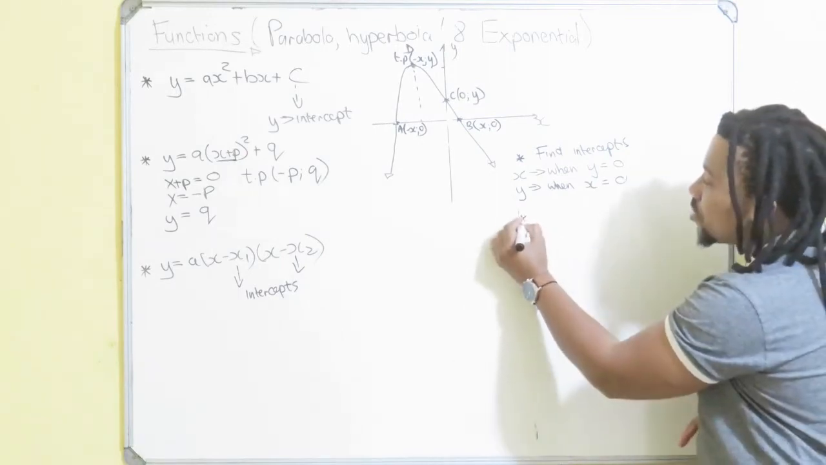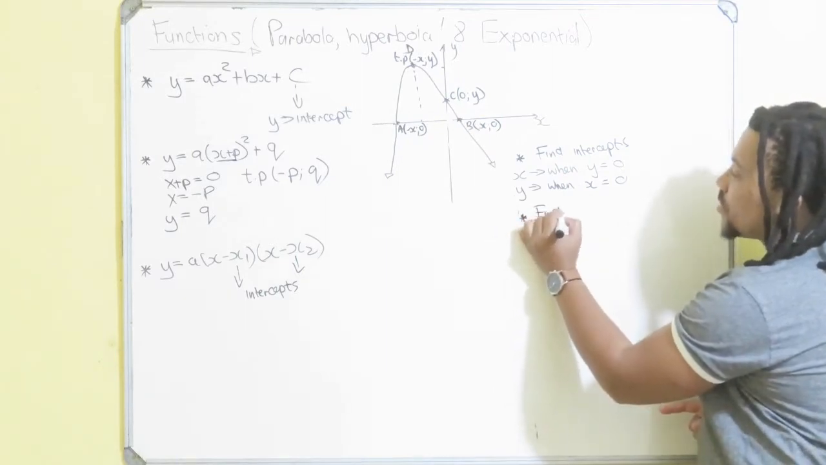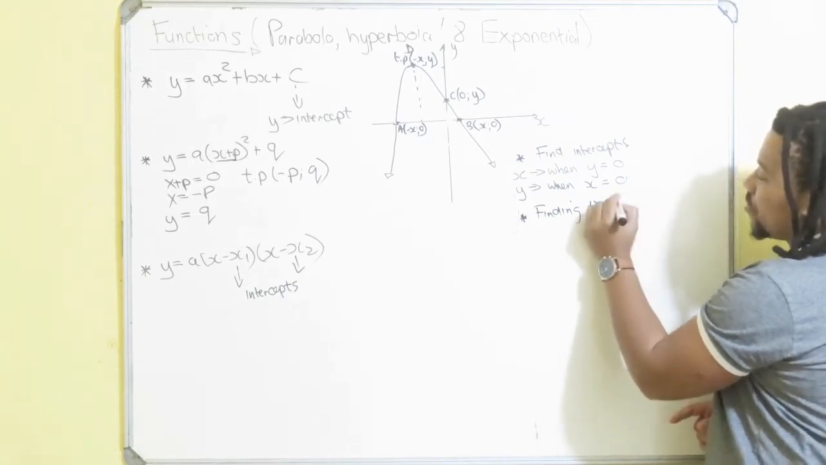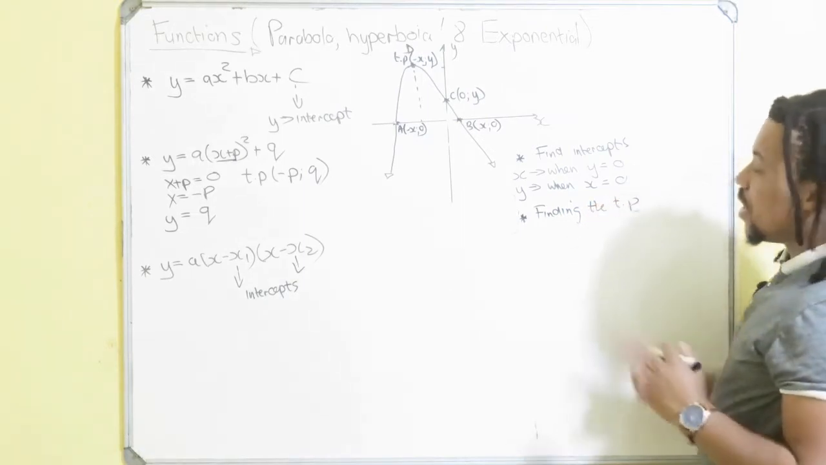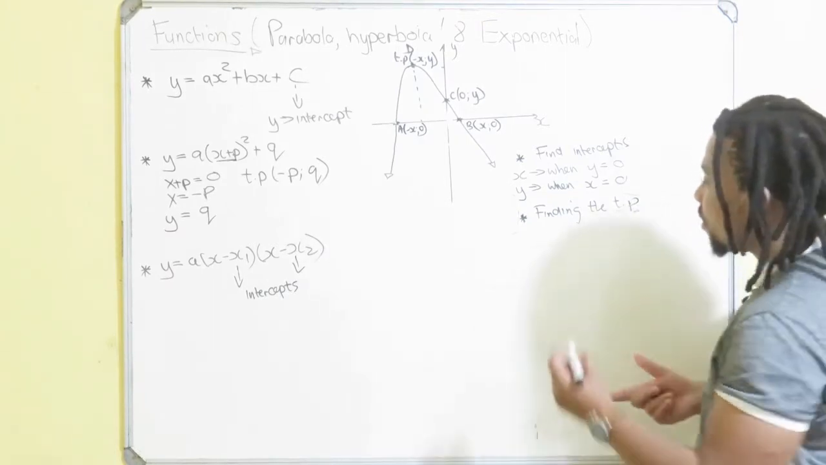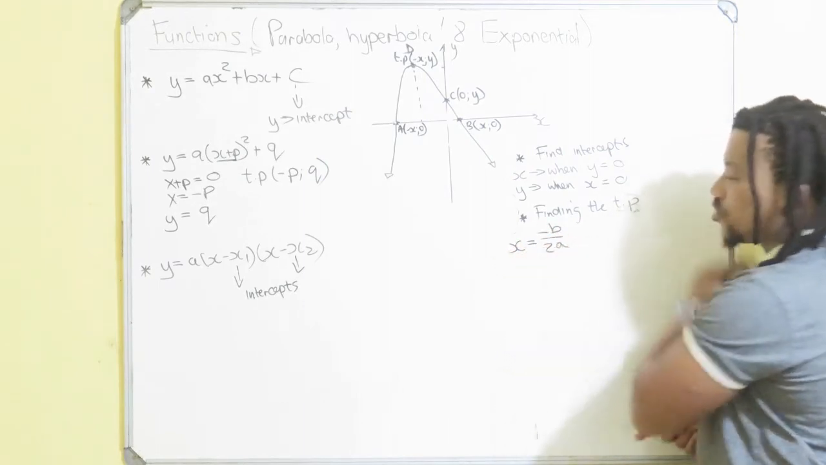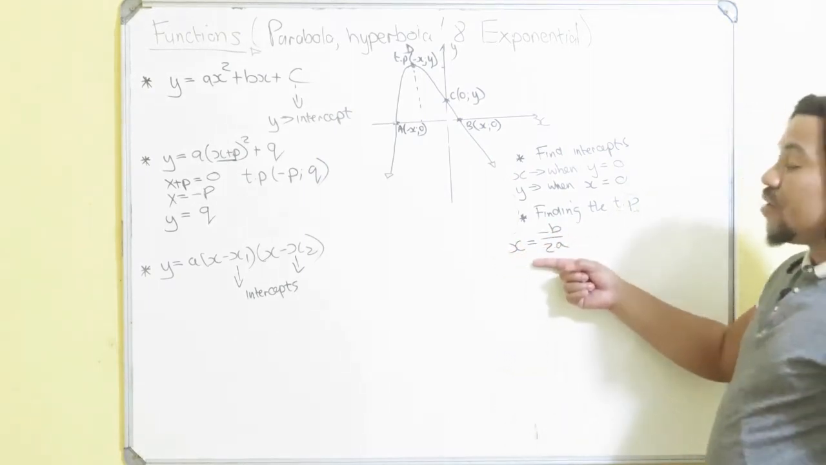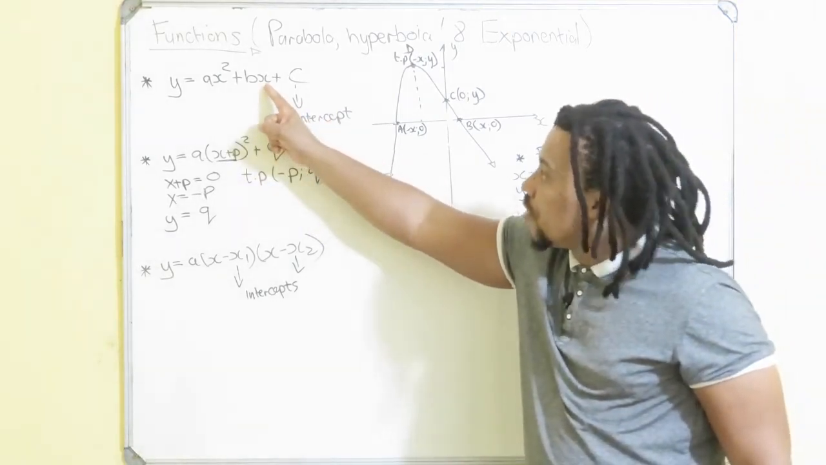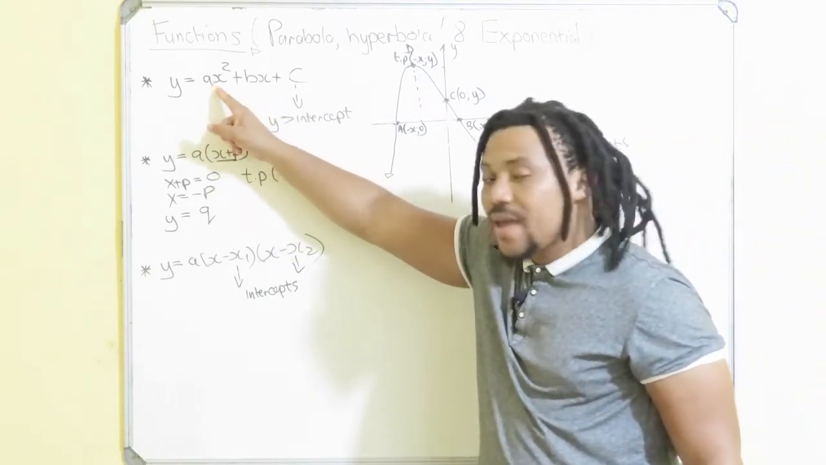The second thing that we need to know is how to find the turning point. So finding the turning point, finding TP. There's actually an equation that we can use to find the x coordinate of the turning point, which is given by x is equal to minus b over 2a. This is the equation that we use to find the x coordinate of the turning point. Your b will be your coefficient of x, and your a will always be your coefficient of x squared.